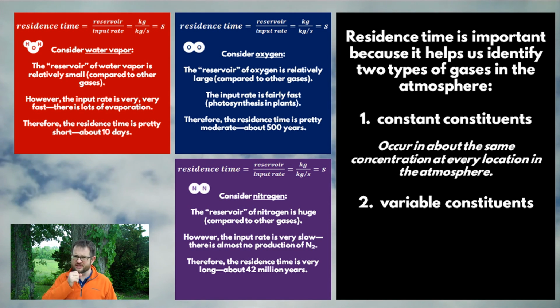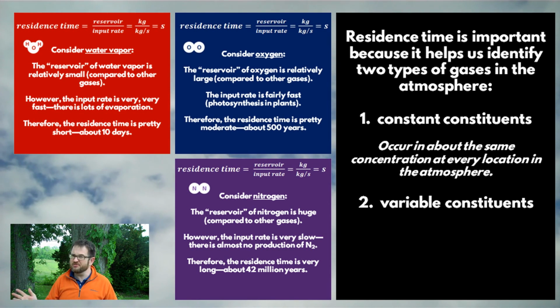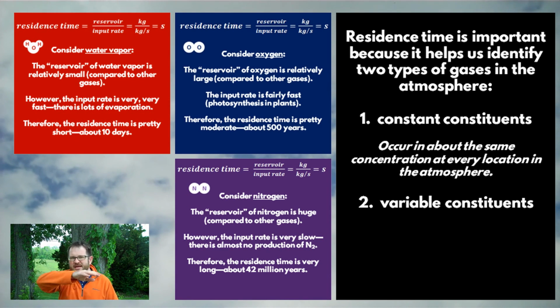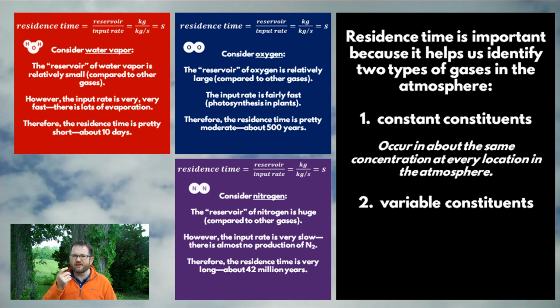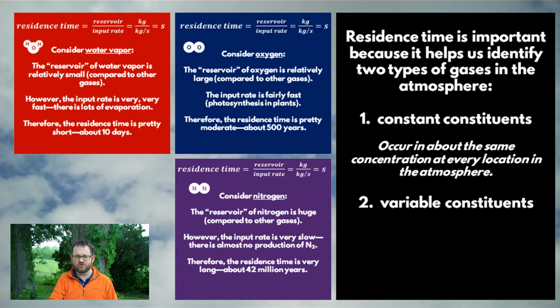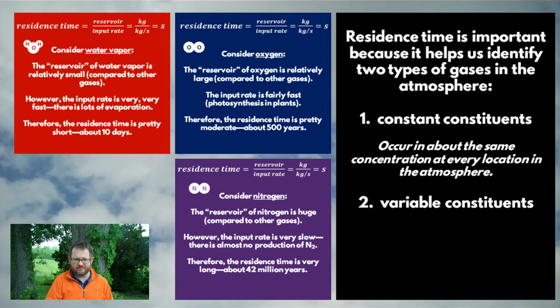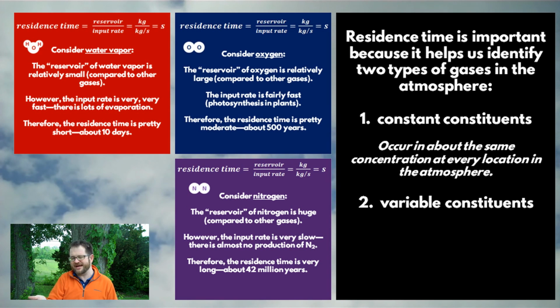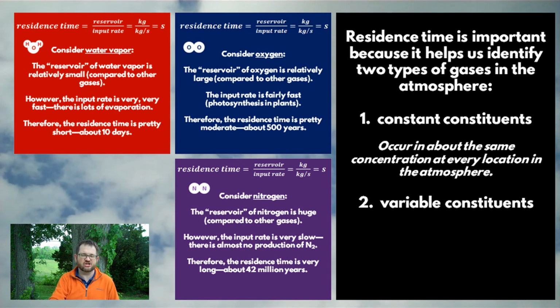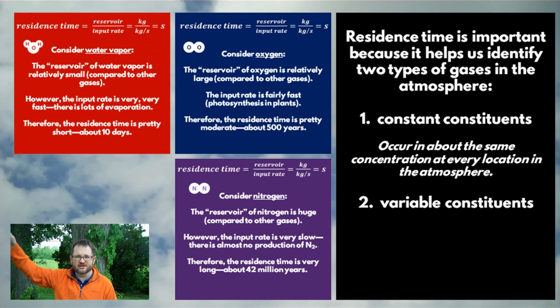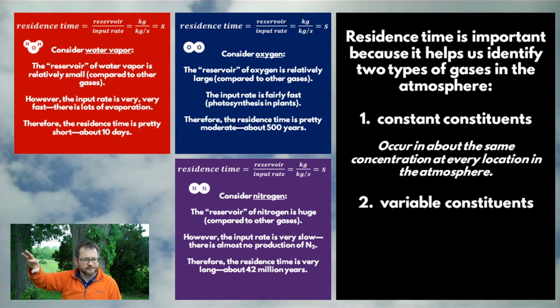Same with nitrogen. Nitrogen is going to be a constant constituent too. 42 million years of mixing. If the soil is where the nitrogen comes from, from the bacteria that are in there, it isn't like there's going to be more nitrogen near the ground. For 42 million years, that's all being stirred together.